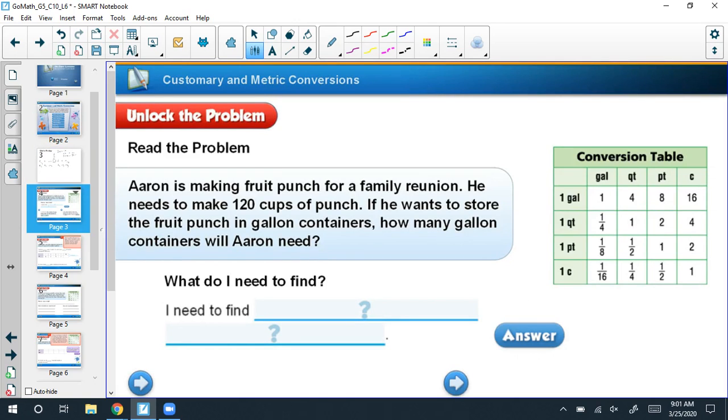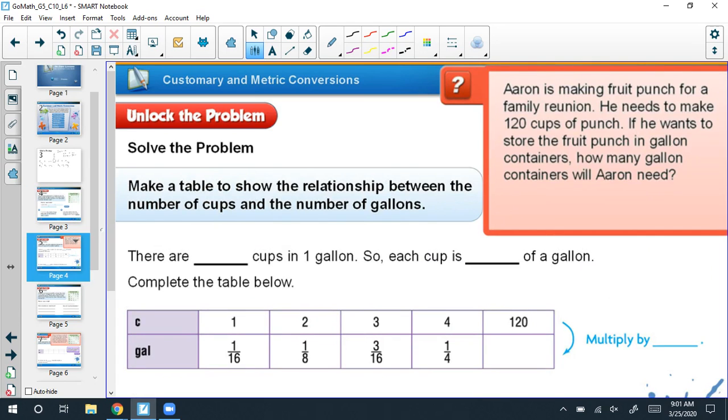This is our first problem for our lesson today. We're actually going to go ahead and skip forward. It says that Aaron is making fruit punch for a family reunion. He needs to make 120 cups of punch. If he wants to store the fruit punch in gallon containers, how many gallon containers will he need?